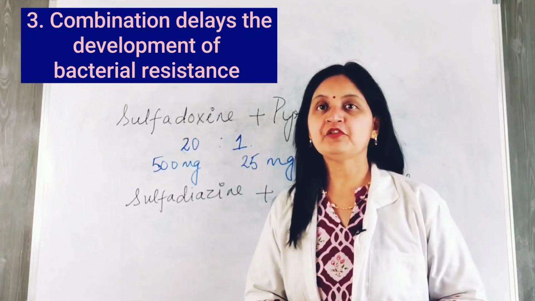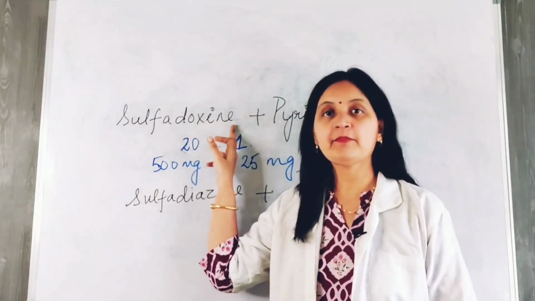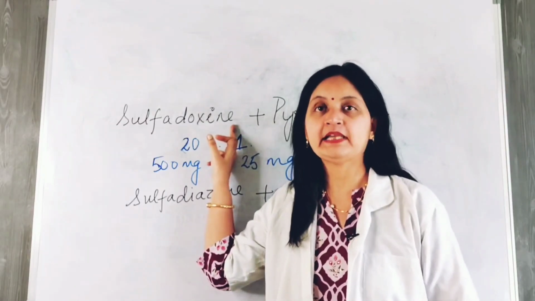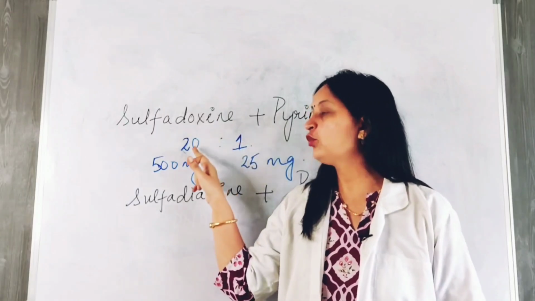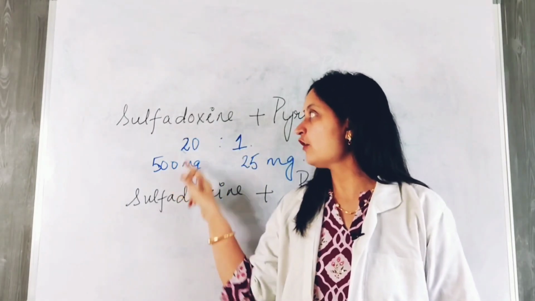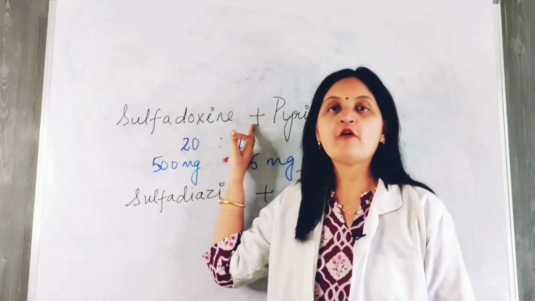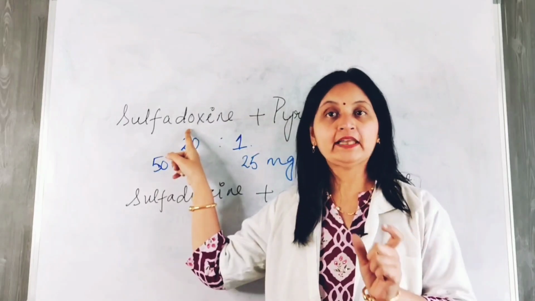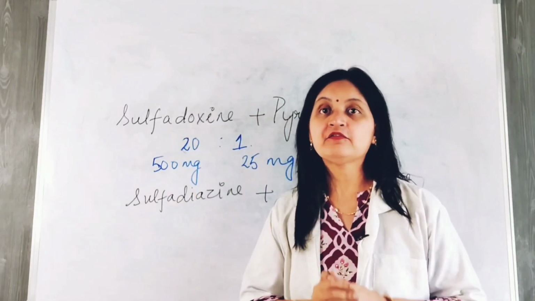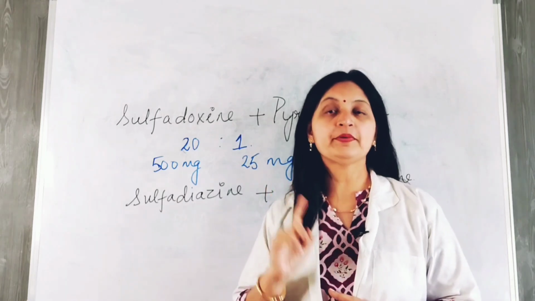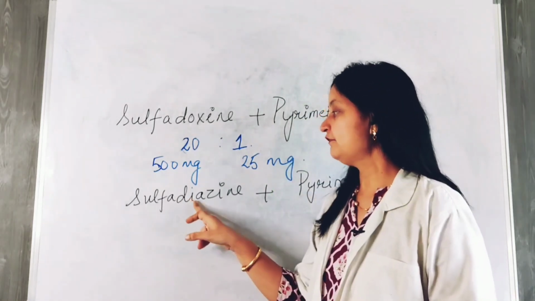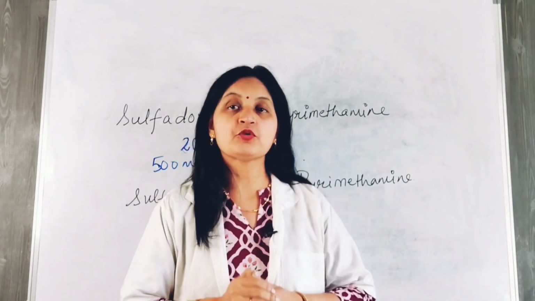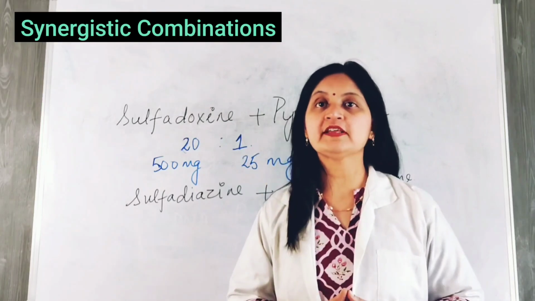So the other combinations of sulfonamides are sulfadoxine and pyrimethamine, which is a combination that is used for the treatment of chloroquine resistant falciparum malaria. This combination is in the ratio of 20:1, that is 20 parts of sulfadoxine combined with 1 part of pyrimethamine. We have learned that both sulfadoxine and pyrimethamine are long-acting drugs, but when combined together, they can act faster. Now, there is another combination of sulfonamide derivative, that is sulfadiazine combined with pyrimethamine for the prevention and treatment of toxoplasmosis.